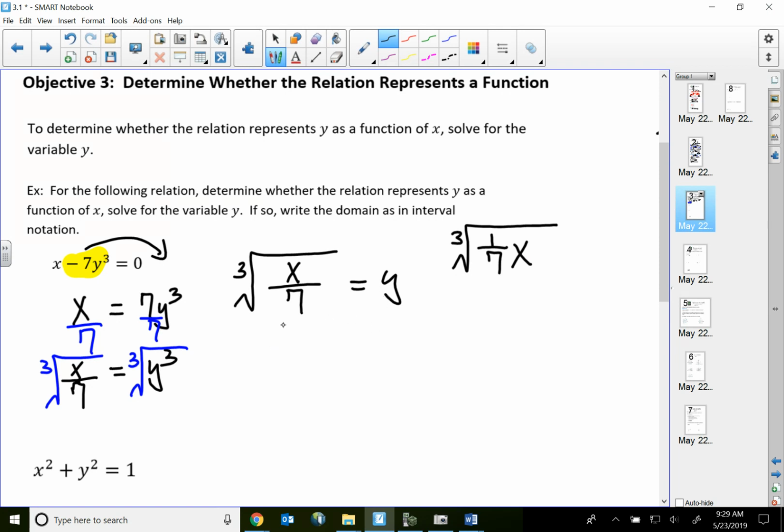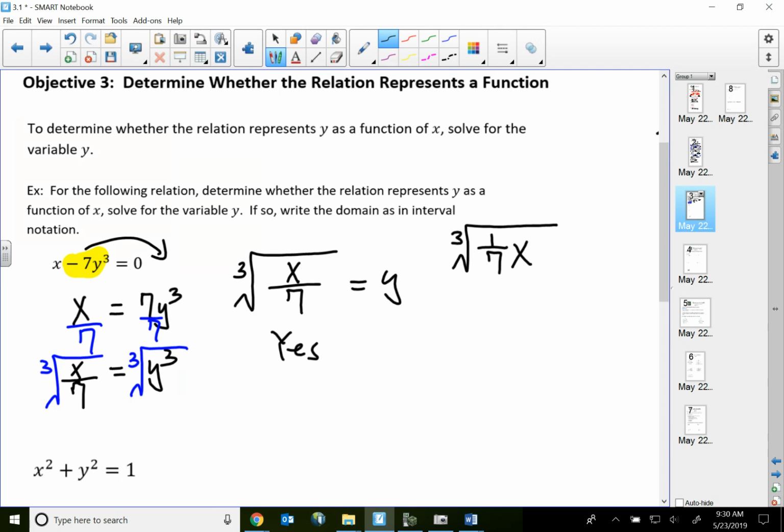So yes, this relation does represent y as a function of x, because this is considered a cube root function. So here we go, I'm starting to add ingredients to my basic ice cream here. I'm just basically adding a coefficient right in front of it, but it's still a cube root function.